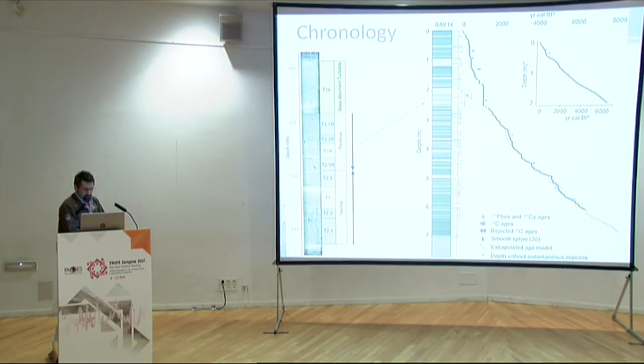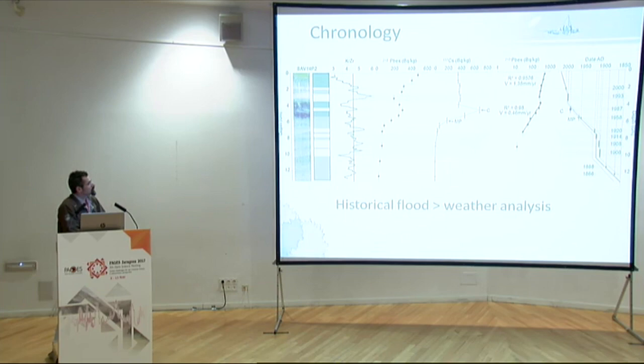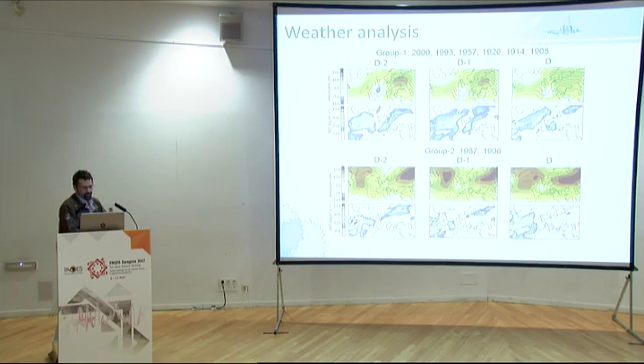Of course, we use lead-210 and cesium-137 to date the uppermost part of the core. And this is very interesting in that case because we were able to find that those layers were due to the occurrence of floods that were historically known. So it was possible to perform a weather reanalysis on those specific dates. And we found that the floods that were recorded in the lake can be sorted into two different groups due to weather reanalysis.